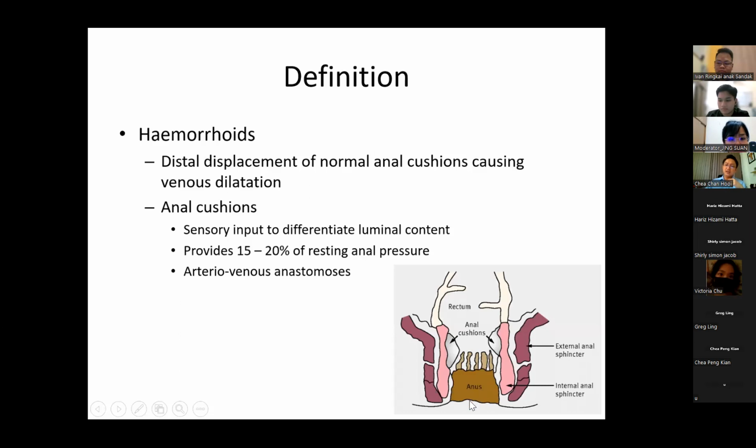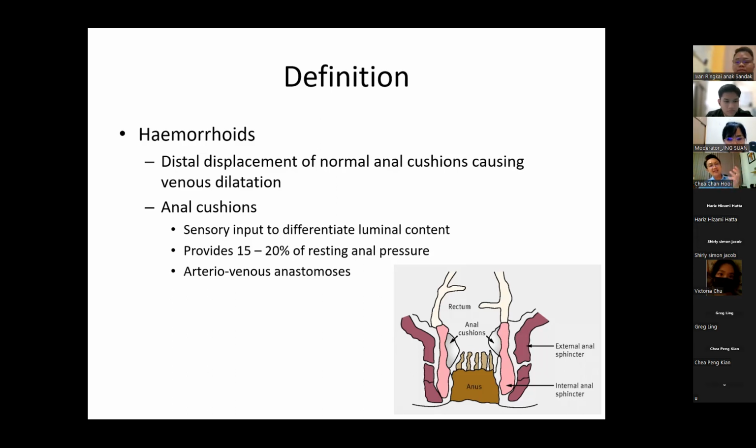In the anorectal canal, as you probably learned in preclinical years, there are anal cushions located just above our dentate line. These cushions are very important because they serve as sensors within the anorectal canal, so that we understand what the content in our rectum is, whether it's probably gas or solid. It's important because, for social reasons, we need to know what is inside our rectum.